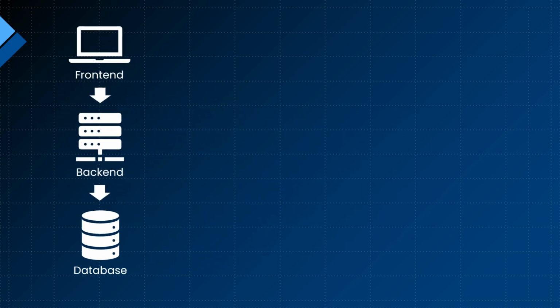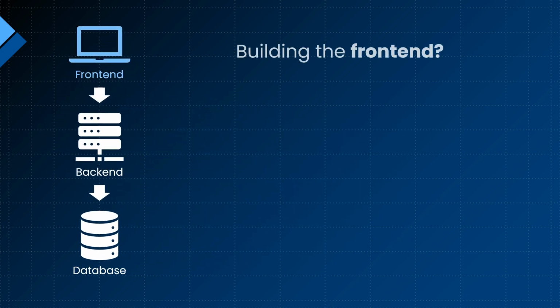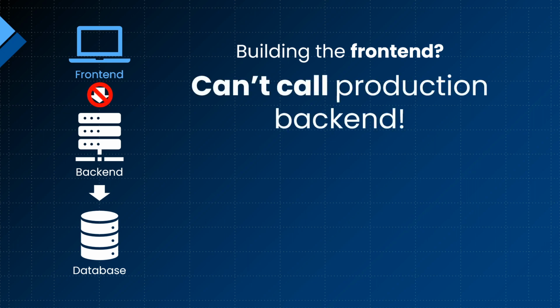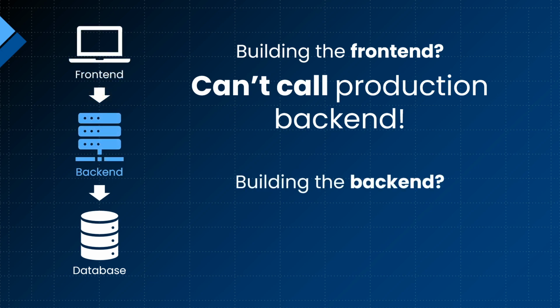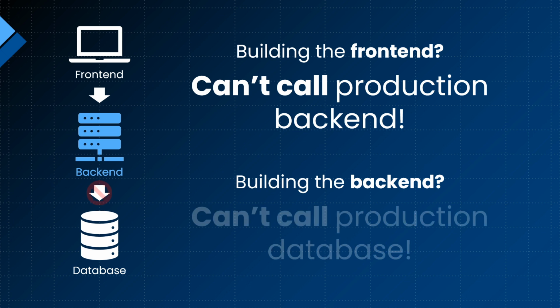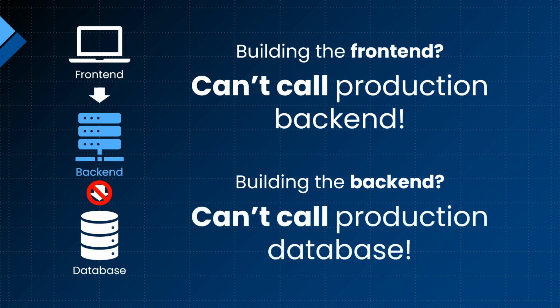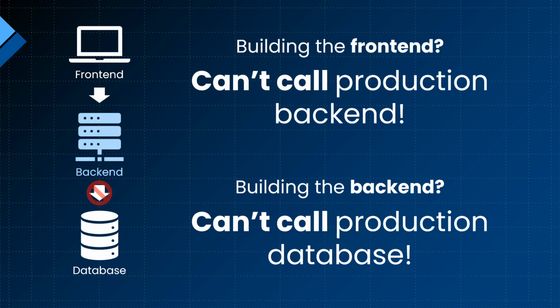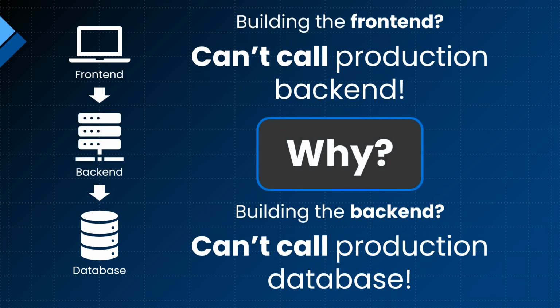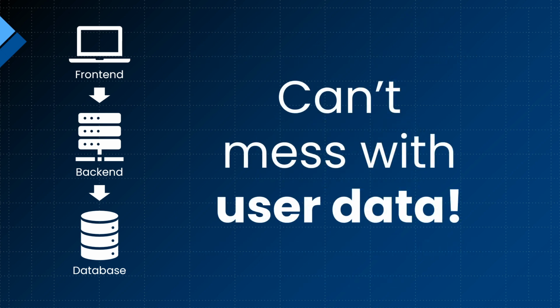Now, one problem that you run into while you're running this model is that while you're writing the code for the front end, you can't call the actual production backend when you're adding new features. And similarly, when you're writing code for the backend, you can't make calls to the actual production database. Why is that exactly? Well, the reason is you can't mess with user data, right?